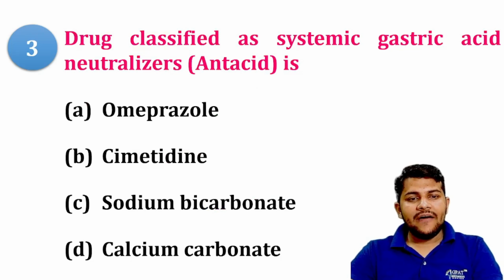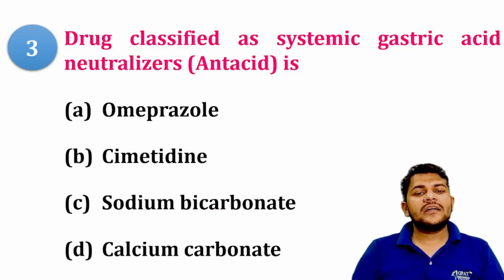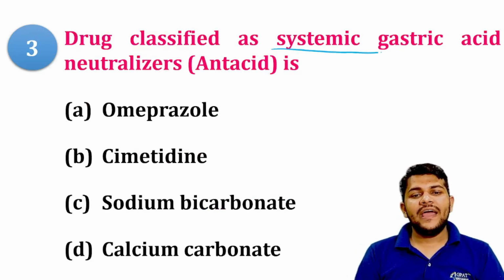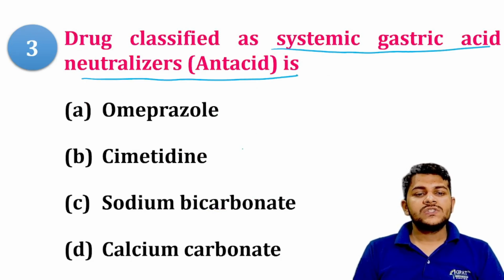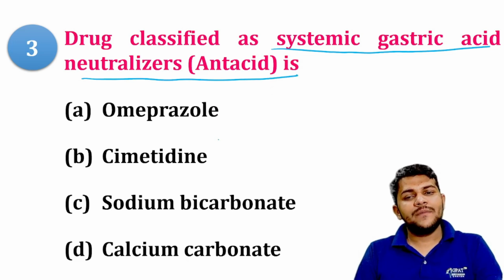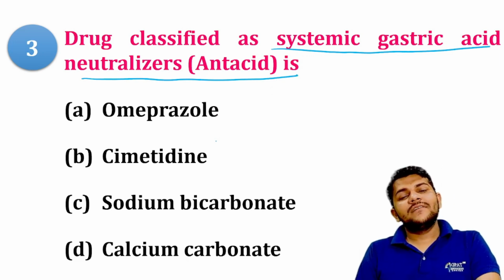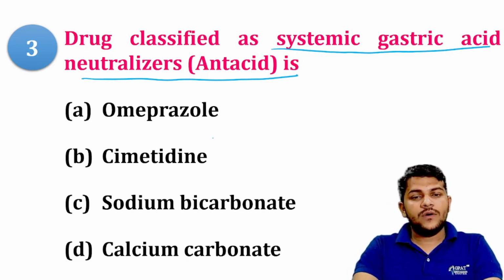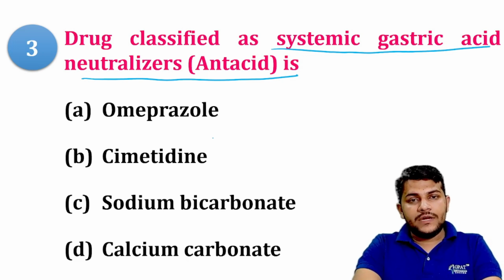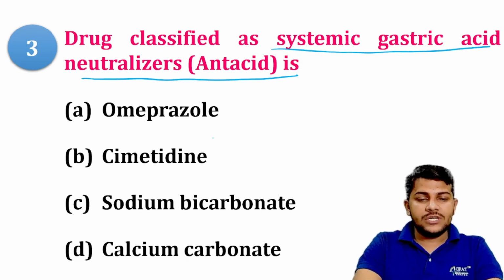After that we have the next question: the drug that is classified as a systemic gastric acid neutralizer, the antacid. So you have to identify the systemic antacid. Basically we have two types of antacid, systemic and non-systemic. Systemic are those antacids that are going to be absorbed into our body, that go into the systemic circulation.